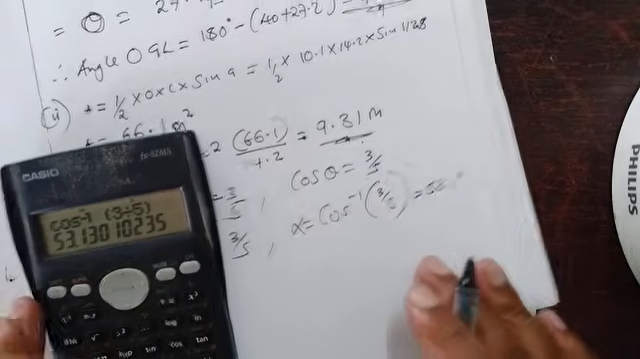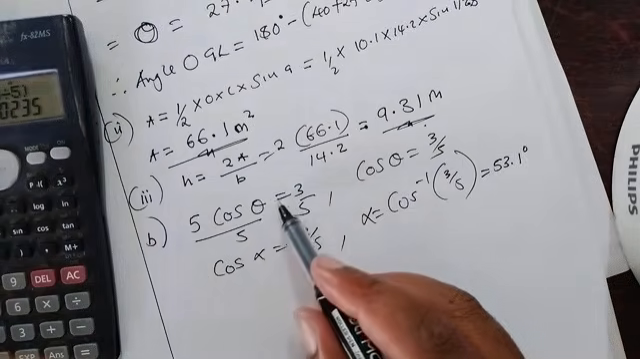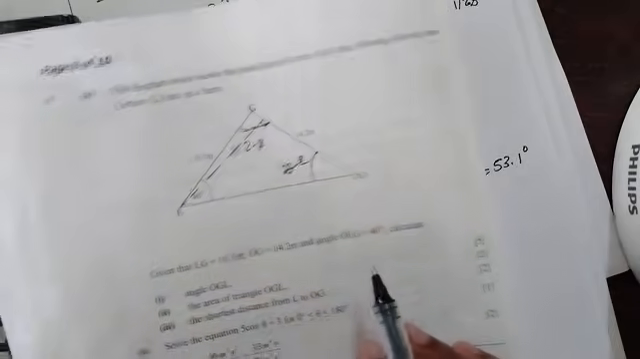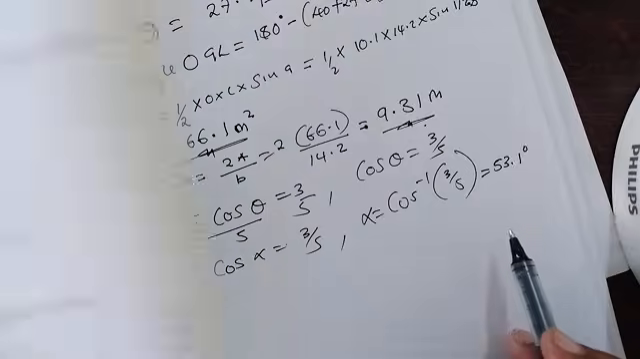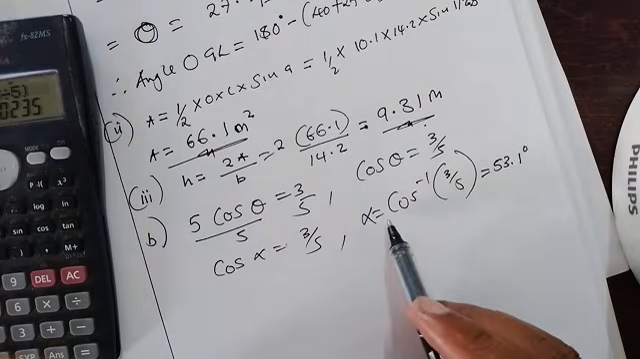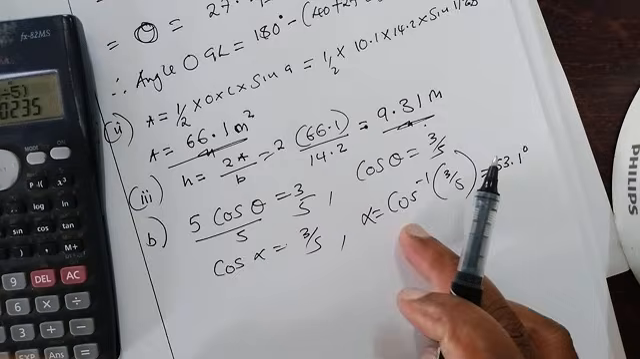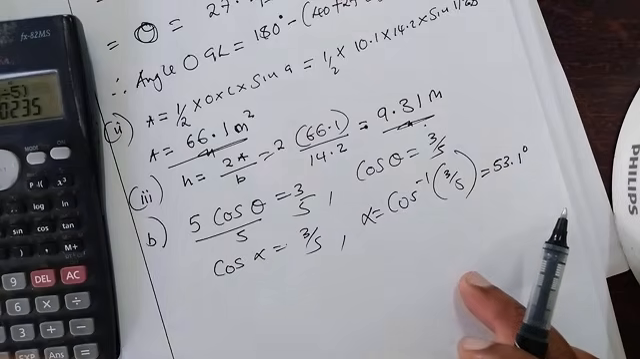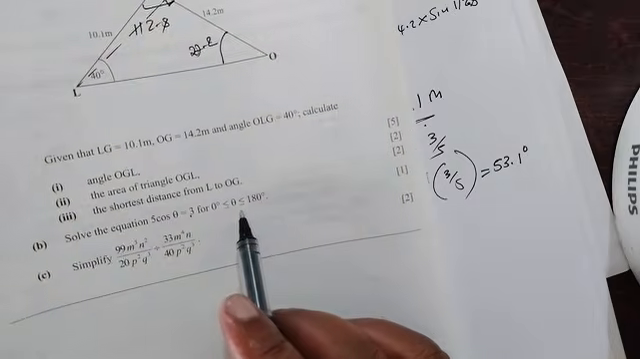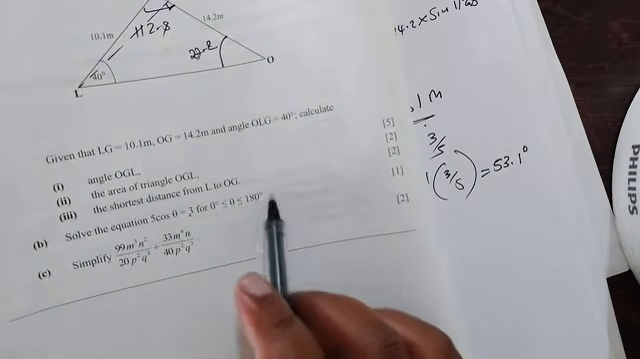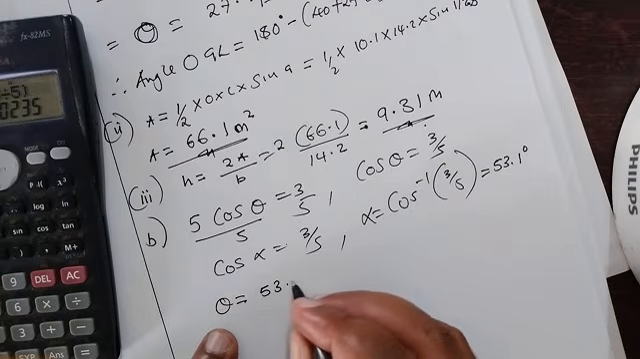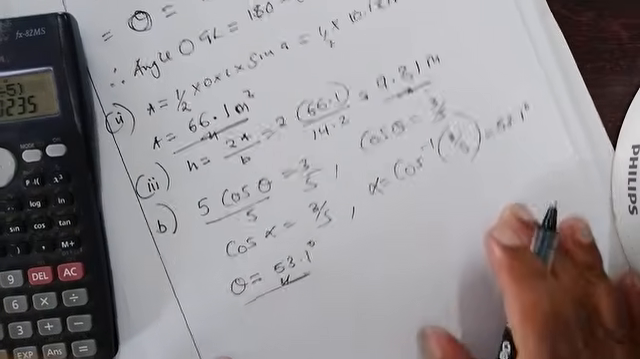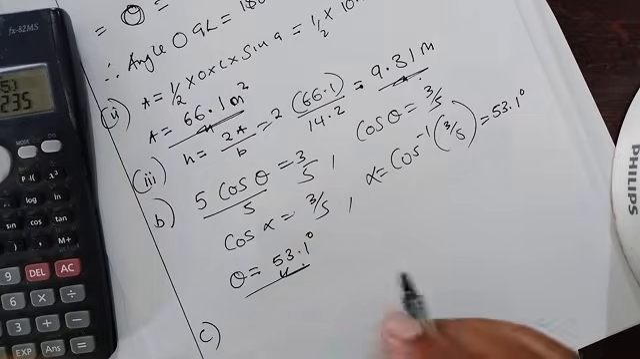Now, you look at the sign here. This is positive. Then you say, in which quadrant is the cos positive? It is positive in the first and fourth quadrant. But if you talk about the fourth quadrant, it means you're talking about even up to 360. But the limit is 180, meaning that this is the only answer. So theta is 53.1 degrees. All right? Then we go to C, where we are told to simplify.